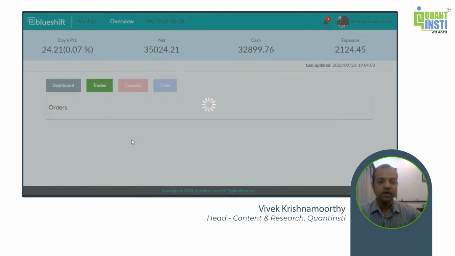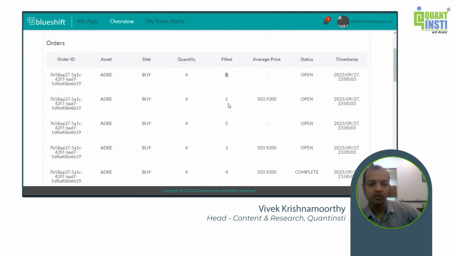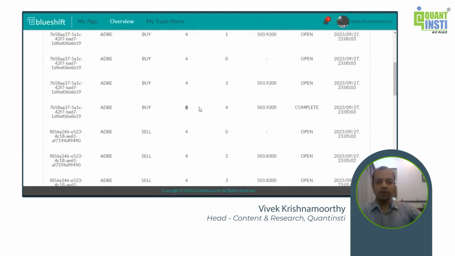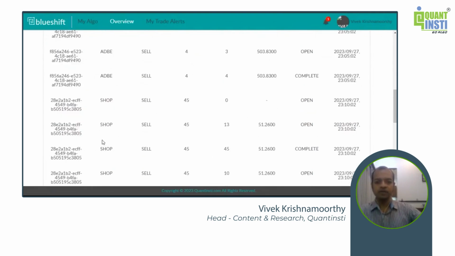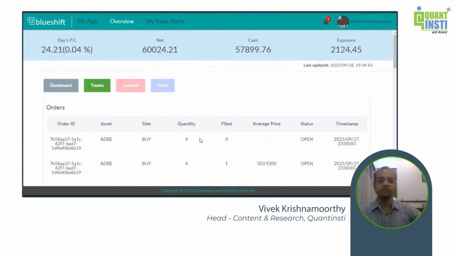If I were to go and click on trades, it tells me that on 27th of September at 11, there was a buy order for Adobe, but this order didn't get filled, right? This Adobe order got filled, so I placed a request to buy 4, but only 1 got filled. Here I wanted to buy 4, and all 4 got filled, so it says complete and so on, right? So this is for Adobe, this is for Shop, so different stocks, and it gives me a picture on what happened in the previous day, right?